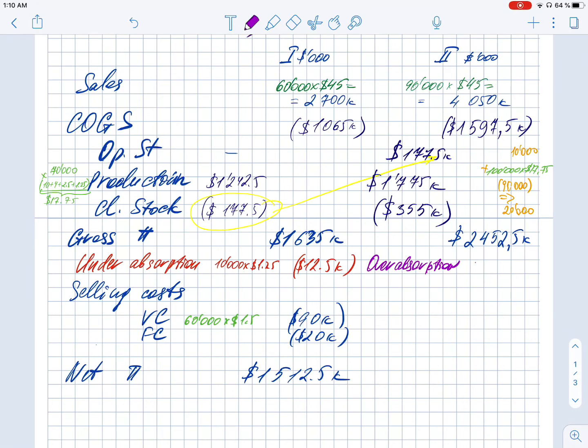So we have to multiply 20,000 units of overproduction by the fixed overhead allocation rate, and the amount which should be added back, I will write down the sign plus, would be $25,000, which should be recovered in profit and loss statement.